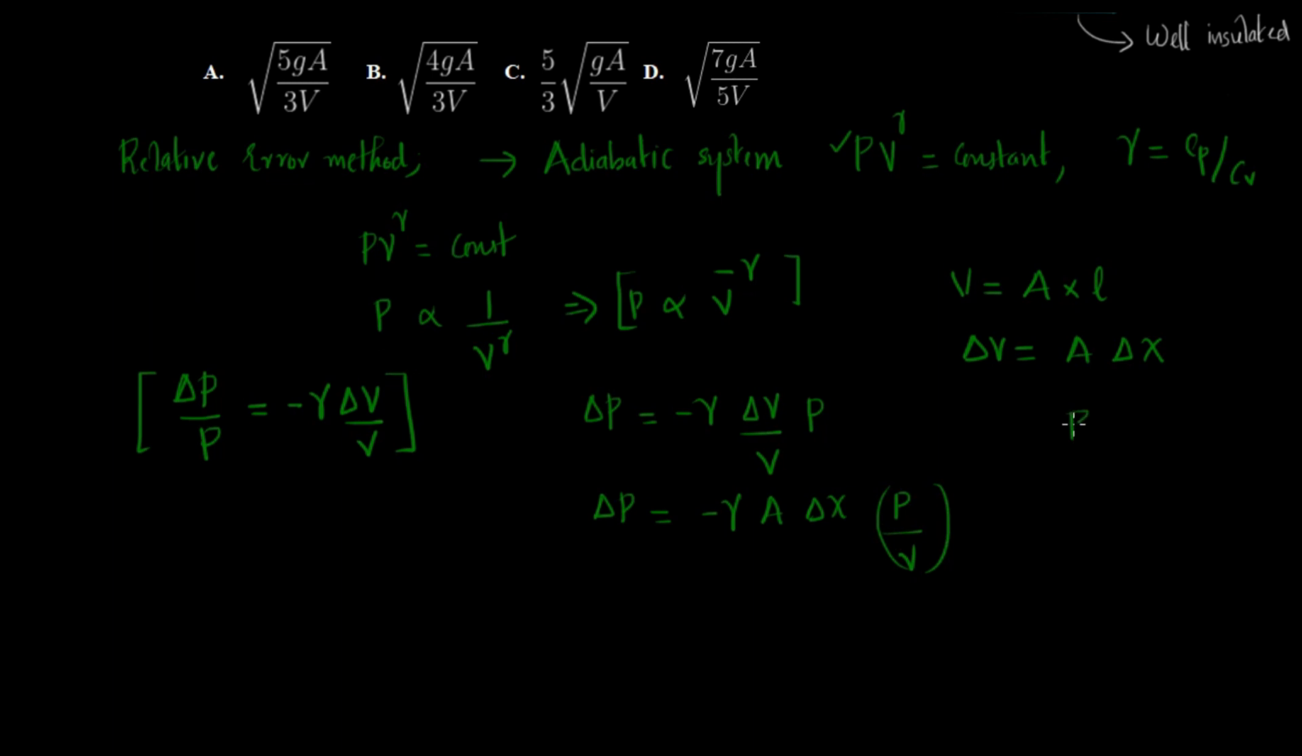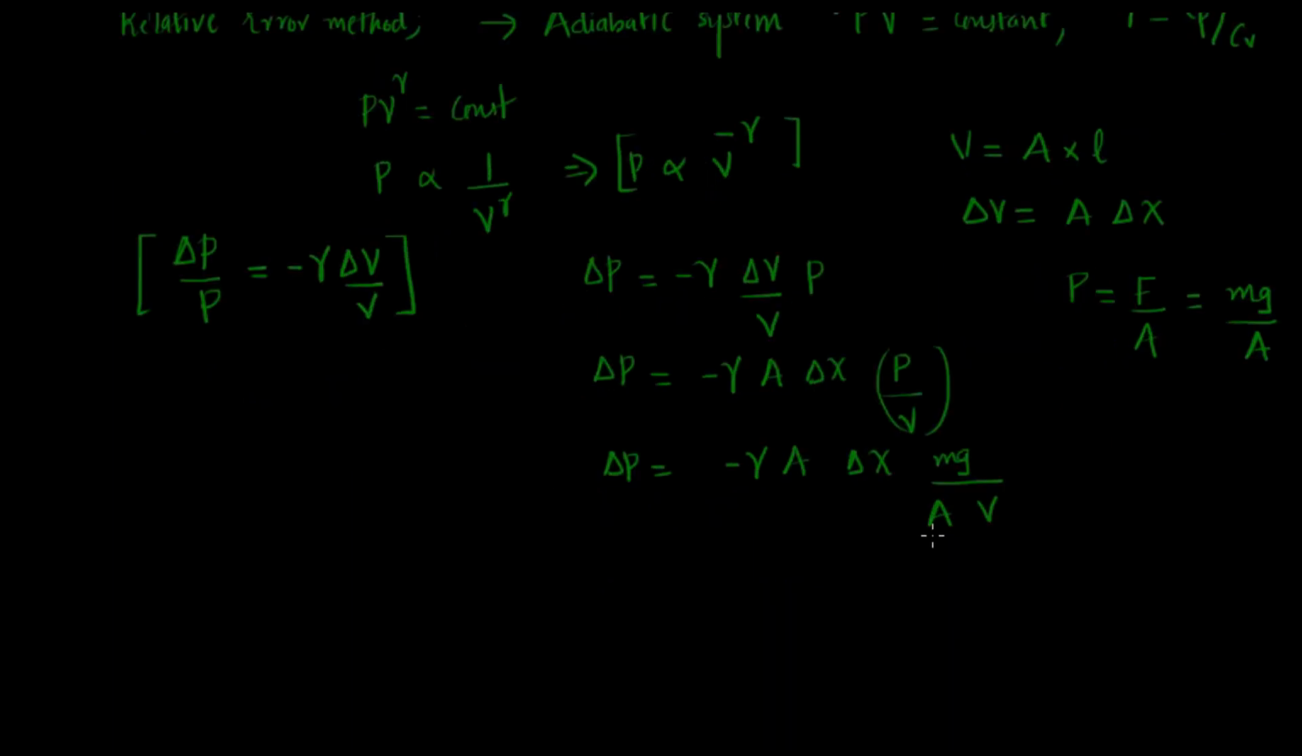Now we know that P is force by area. Here force is mg and area is A. So I'm going to write this as delta P is equal to minus gamma A delta X times mg by A into V. Okay, now I'm going to rewrite this by taking the A to this side: delta P into A is equal to minus gamma A mg by V times delta X.